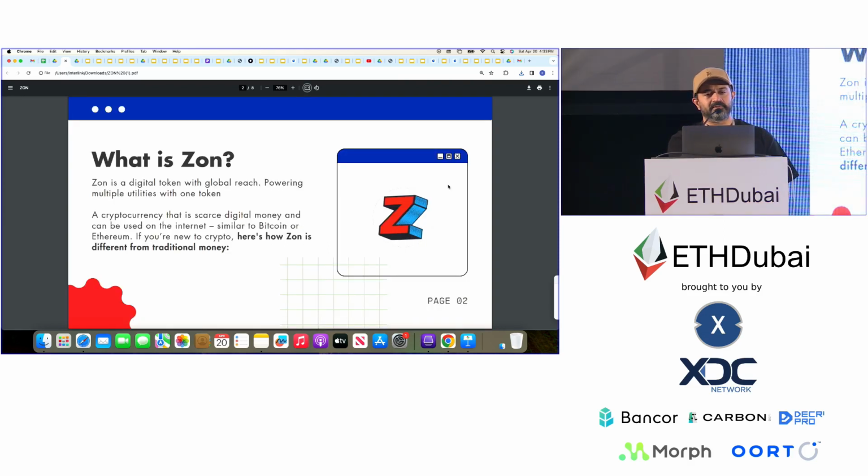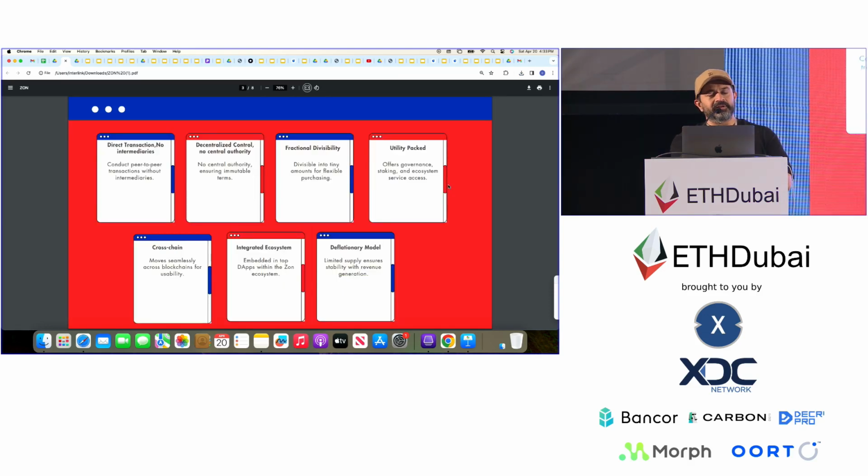I'm sure you might be wondering, what is Zone? Zone is a digital token with global reach, powering multiple utilities with one token. When I say this, what I mean is we have our own 3 dApps, our own ecosystem. So one token will be powering all the 3 dApps of our ecosystem. It would be as good as a blockchain coin. It's similar to that, but we are a dApp, and it's an ecosystem token for that.